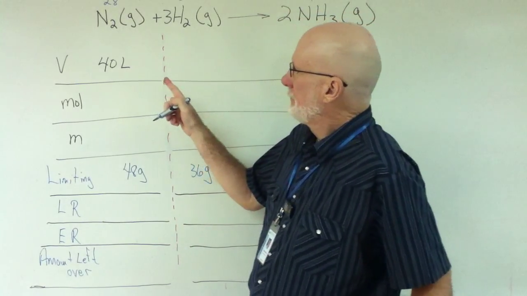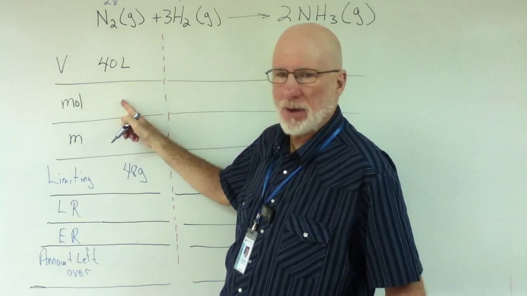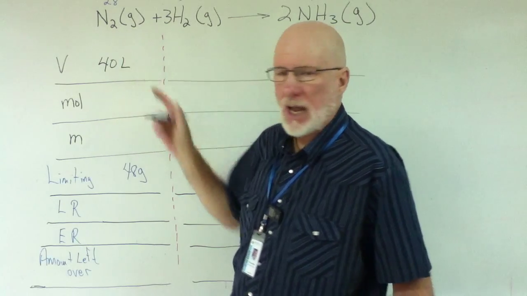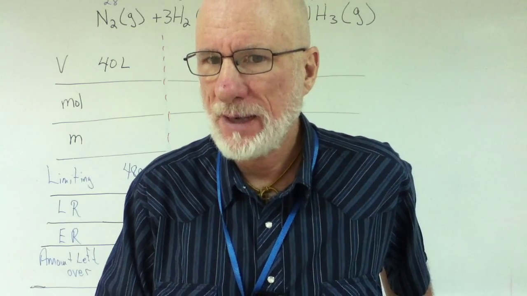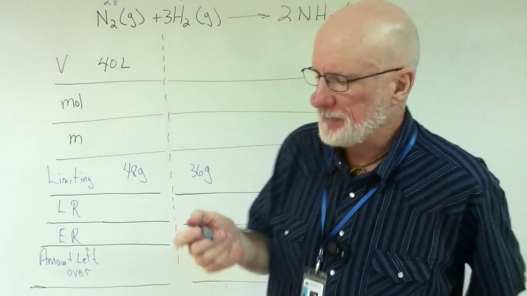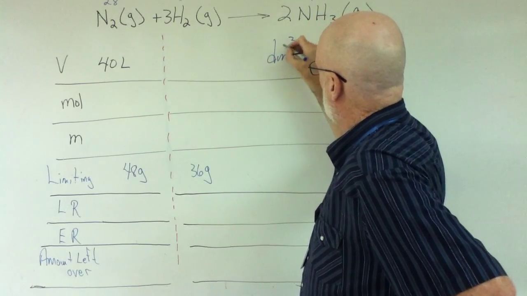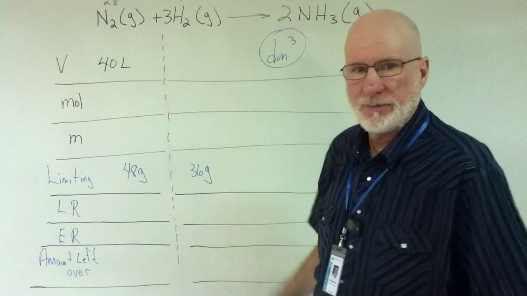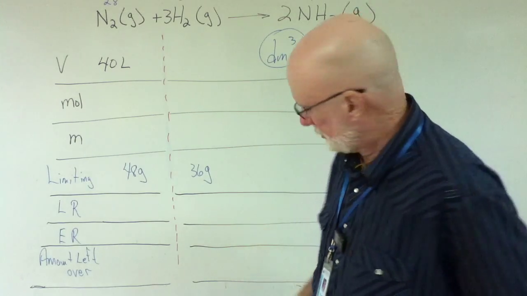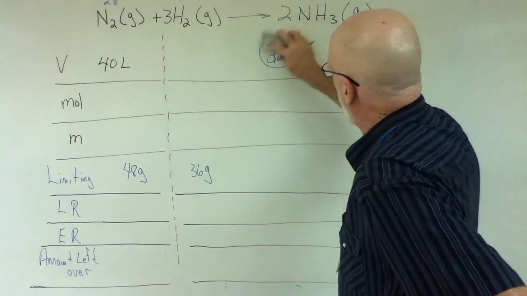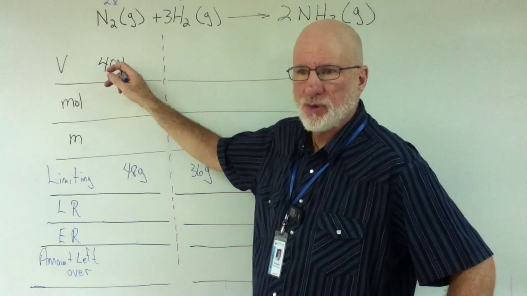So, if I have 40 liters of nitrogen gas, how many moles is that? Remember, a liter is the same thing as a cubic decimeter, right? What the IB says, a cubic decimeter, okay? So it's 40 cubic decimeters. So how many moles is 40 cubic decimeters?